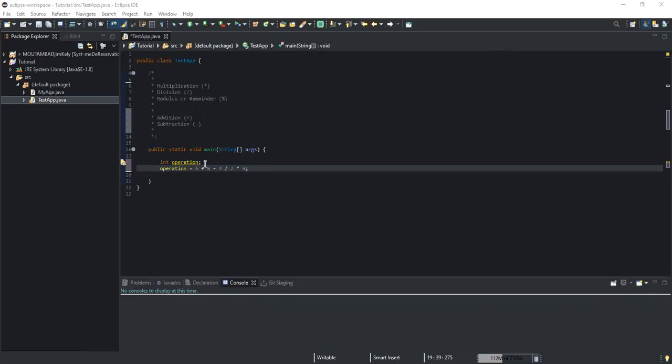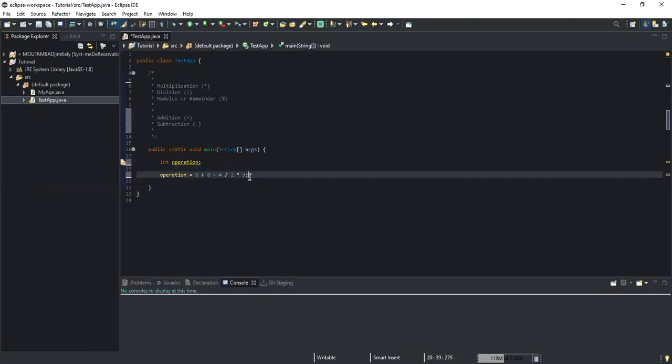So an example of an expression that is having more than one operator is this expression that I have put on the screen here. As you can see, 6 plus 8 minus 4 divided by 2 times 9. So we have four operators here. We have the addition operator, the subtraction operator, the division operator, and the multiplication operator.